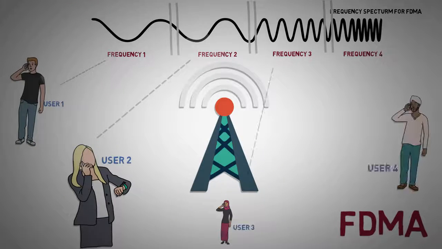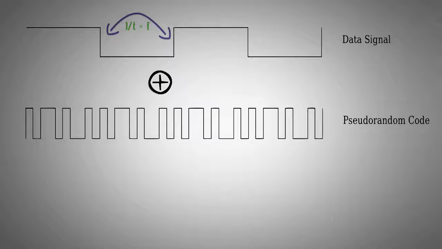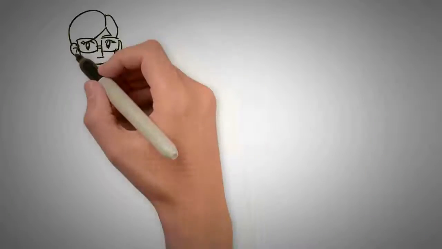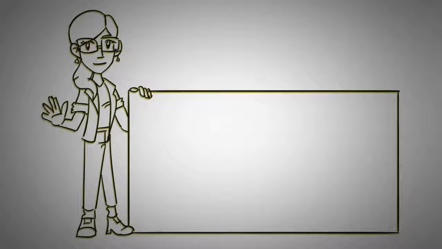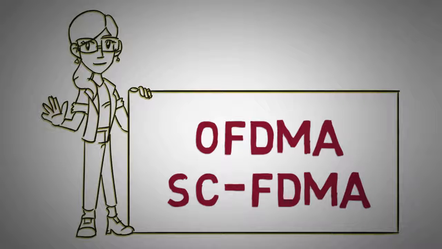So, today we showed what were the different multiple access techniques that were used in various generations of wireless communication. In our next video, we will dive deep into OFDMA and SC-FDMA, the two pillars of 4G.